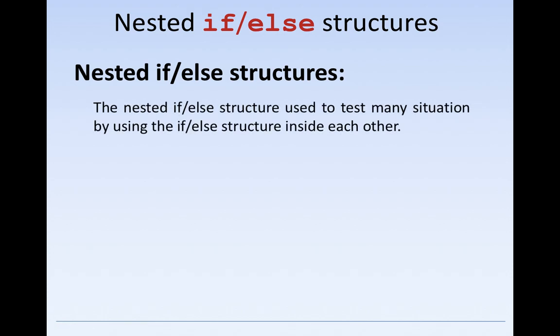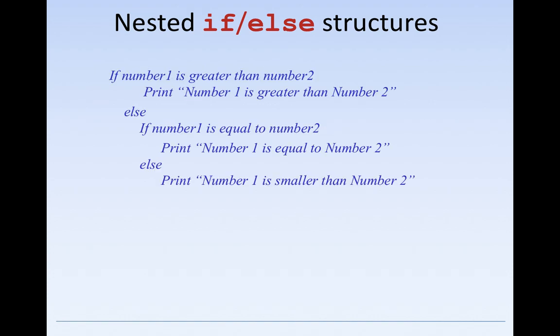An important thing is the nested if-else structure. The nested if-else structure is used to test many situations by using the if-else structure inside each other. So you can have an if inside an if. Let's say here, if number 1 is greater than number 2, print number 1 is greater than number 2. Else, you can have another if inside else. So in the body of else, there's another if. If number 1 is equal to number 2, printf number 1 is equal to number 2. Else, print number 1 is smaller than number 2.